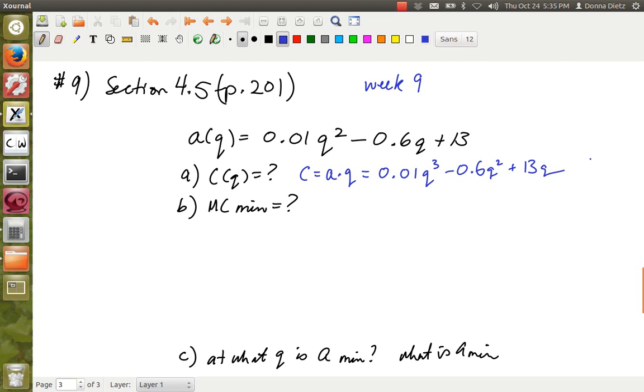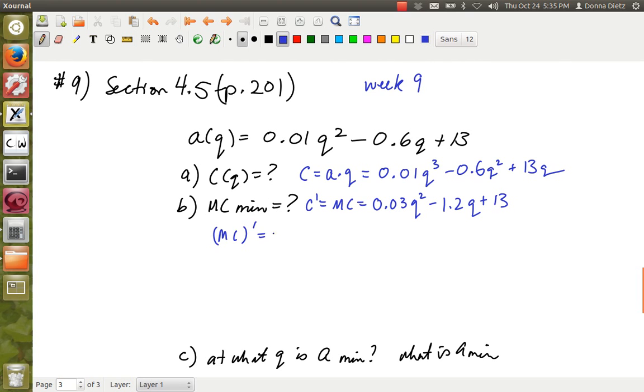Then it asks for the minimum average cost. Well, now we have the cost function, so we can find the marginal cost. It's just the derivative. So go ahead and calculate that. And then we say, oh wow, that's actually just a parabola. I could just actually find the vertex of that parabola and I don't have to use calculus. But let's say you want to use calculus.